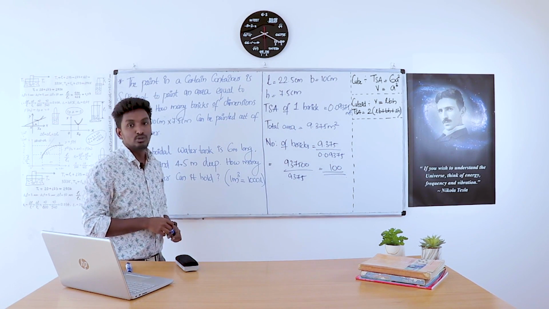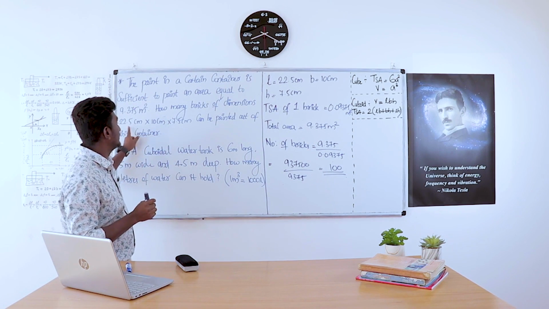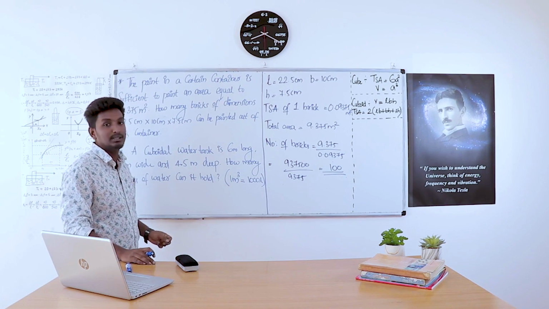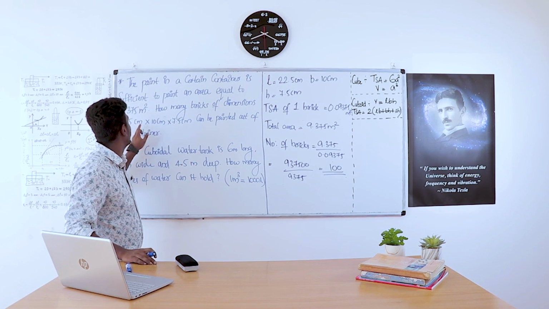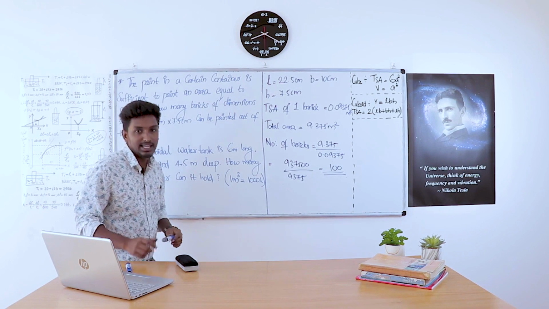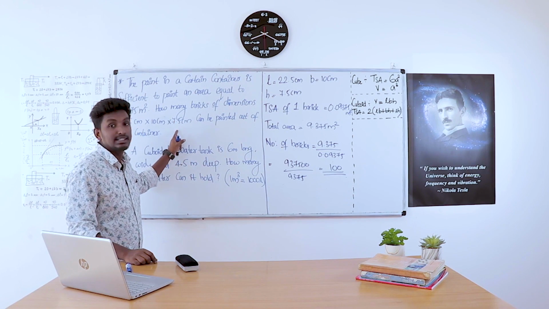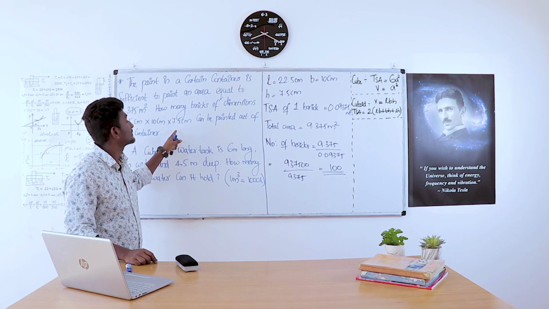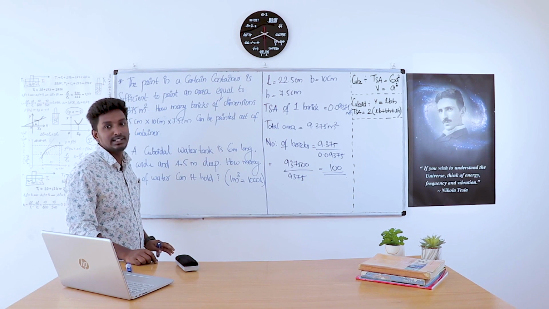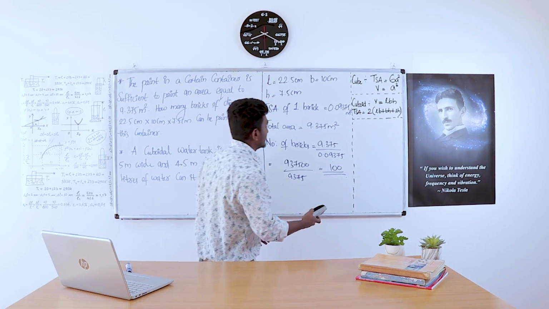Clear? So we can paint 100 bricks of this dimension, 22.5 centimeter by 10 centimeter by 7.5 centimeter. So length 22.5 centimeter, breadth 10 centimeter and height 7.5 centimeter. This is the dimension of one brick. So we can paint 100 such bricks using the given container of paint. Clear? Okay.